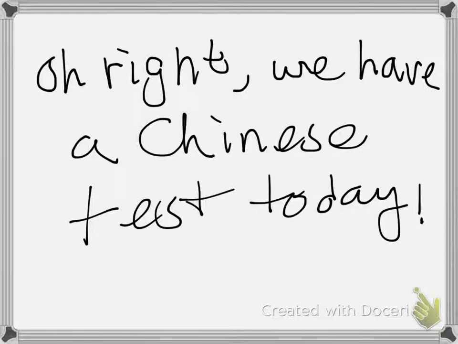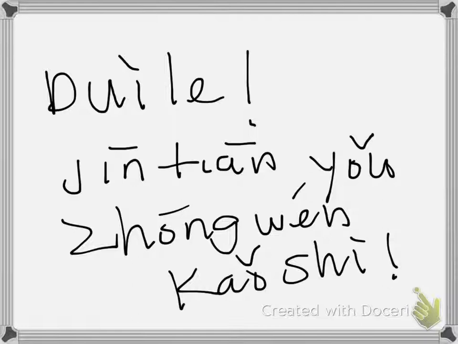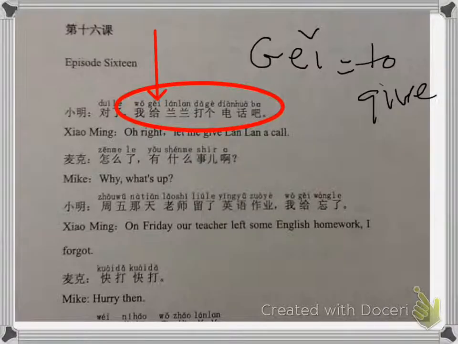So, how would you say, oh, right, we have a Chinese test today? Think about that for a minute. How would you say that in Chinese? You could say, 对了，我们今天有中文考试。Right? Okay, 对了，今天有中文考试。The next important phrase is this, 我给兰兰打个电话。我给兰兰打个电话吧，right?